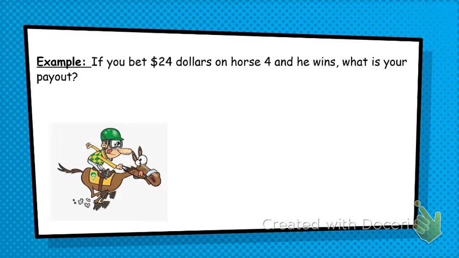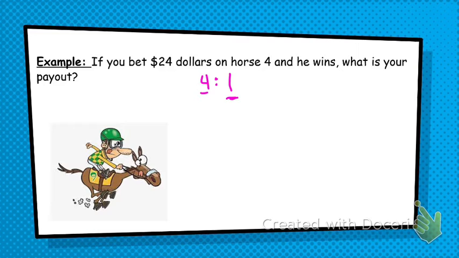If you bet $500 on horse 1 and he wins, what is your payout? So horse 1 had odds of 4-to-1. And that says for every dollar you spend, you profit $4. In other words, if you bet $1, you would take home 5, because you profit 4, and you get your money back.